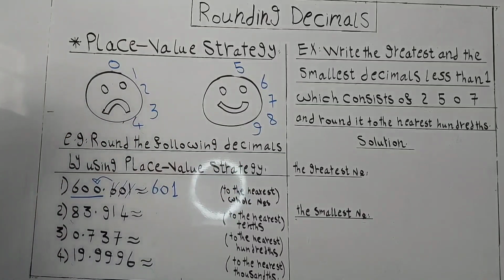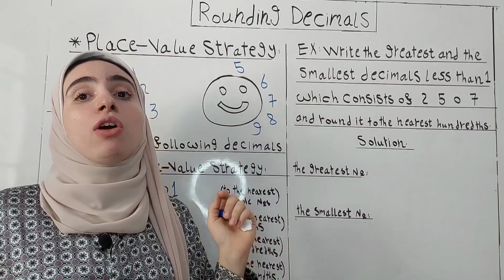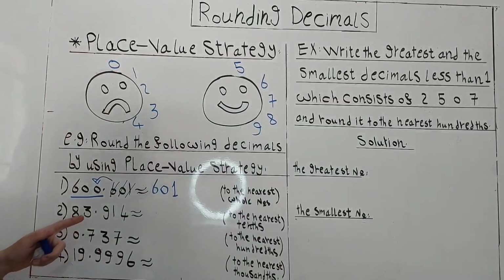The second one, we need to round 83.914 to the nearest tenth. At the first, we're looking for the digit in the tenth place, which is 9.